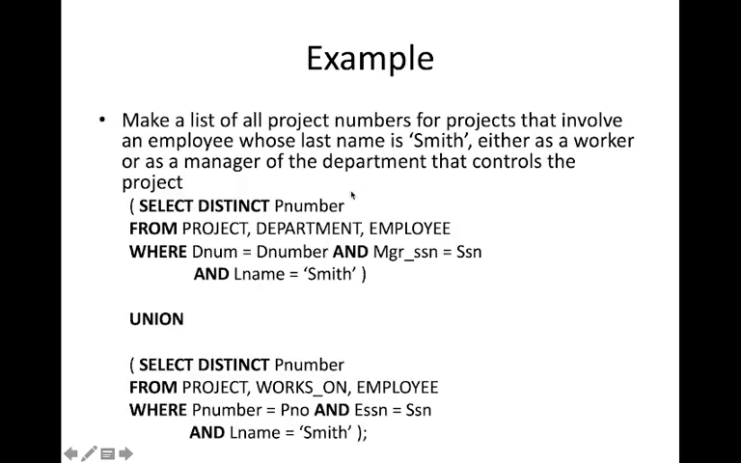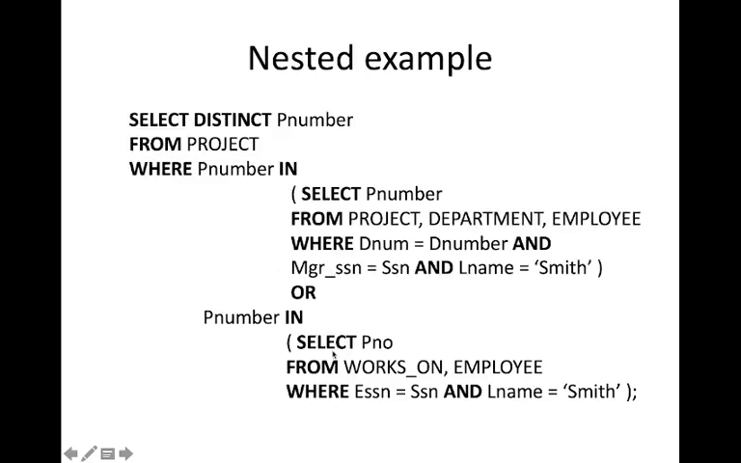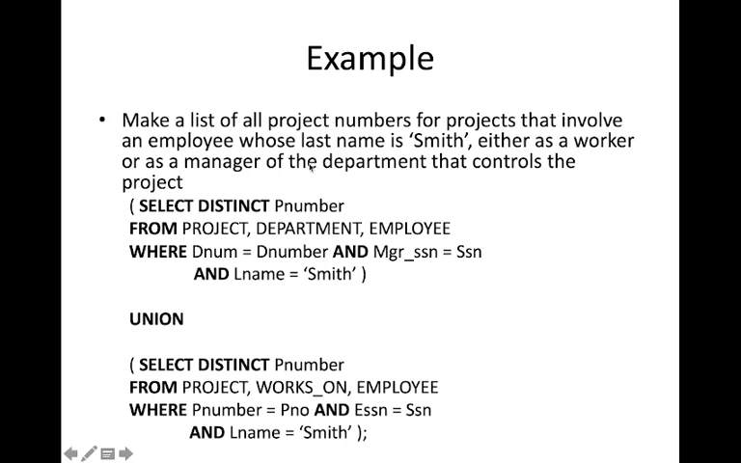We will get the same result. This query and this query are the same. So we can write queries in different manners and using different things. This lists the project numbers for the projects that involve an employee whose last name is Smith, either as a worker or as a manager.